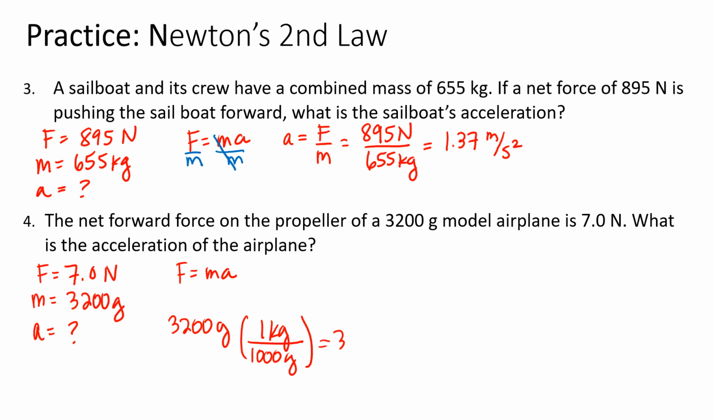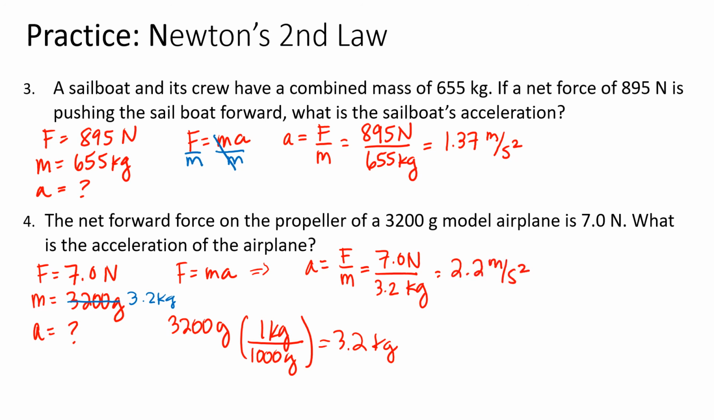3.2 kilograms. So instead of using this 3,200 number, we need to use 3.2 kilograms. All right, so now we have everything okay. We can go ahead and use the formula that we derived from up top, where acceleration equals force divided by mass. Our force is 7 newtons. Our mass in kilograms is 3.2 kilograms. So 7 divided by 3.2, that's going to give us 2.2 meters per second squared.